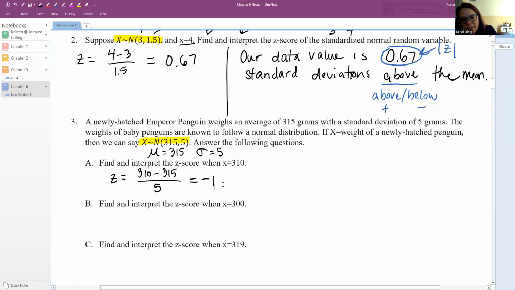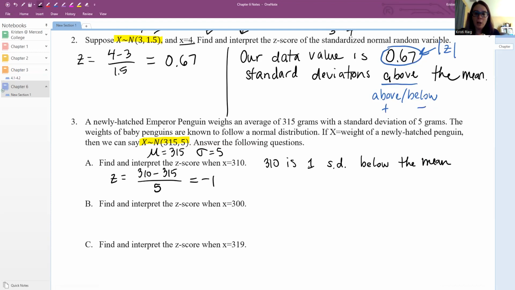Here, we don't have to say our data value. We could just say what our data value is each time. We could say 310 is 1 standard deviation below the mean. I'm just abbreviating standard deviation as SD right now because it's too long of a word to write. So notice the 1 is positive because the word below takes care of the negative.